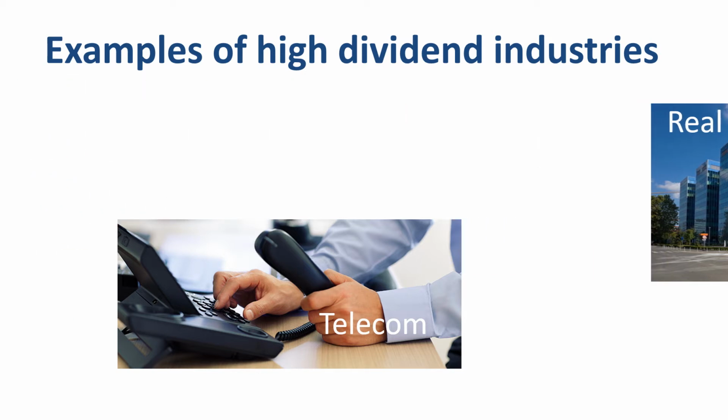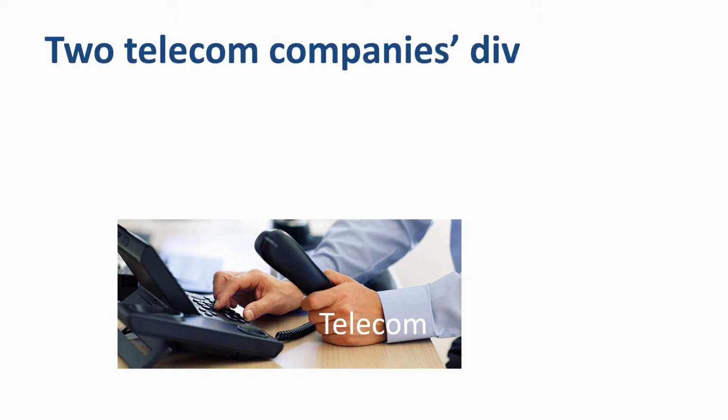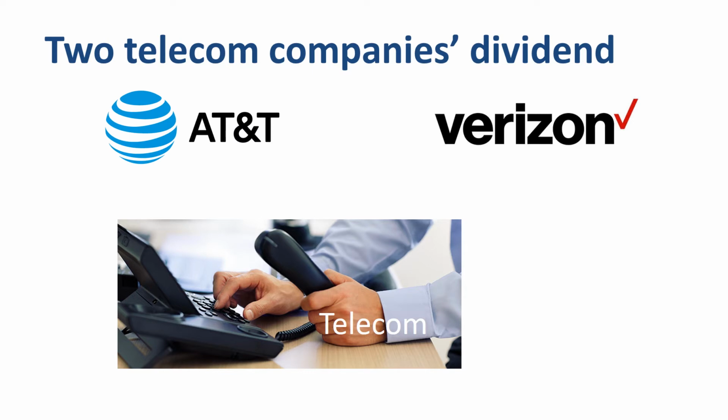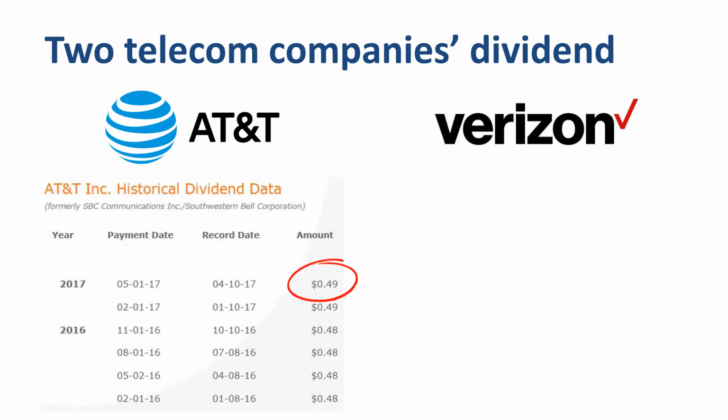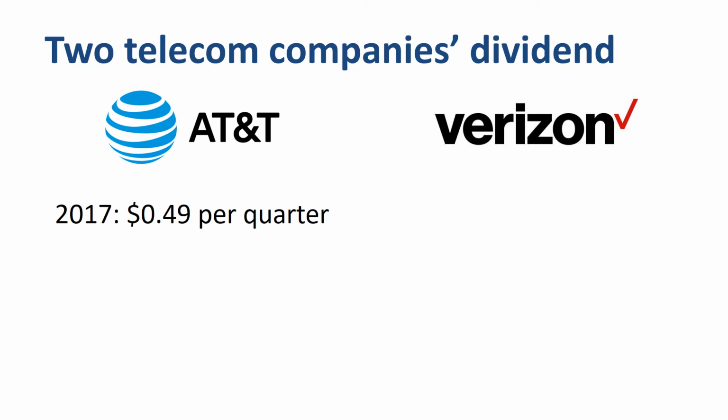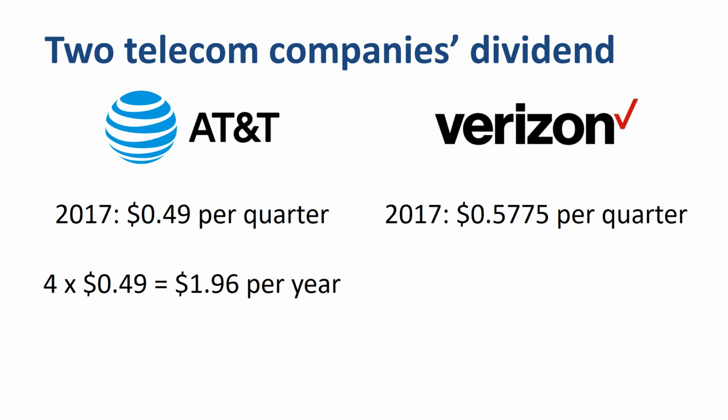Let's look at the dividend for two companies in the telecom industry, AT&T and Verizon. If you go to the investor relations websites of these companies, you will see an overview of the historical dividends that they have been paying. In the case of AT&T, the current quarterly dividend in the spring of 2017 is 49 cents per quarter. 49 cents per quarter equals $1.96 per year, assuming the dividend level stays unchanged. For Verizon, the current quarterly dividend is 57.75 cents per quarter, which translates to $2.31 per year.